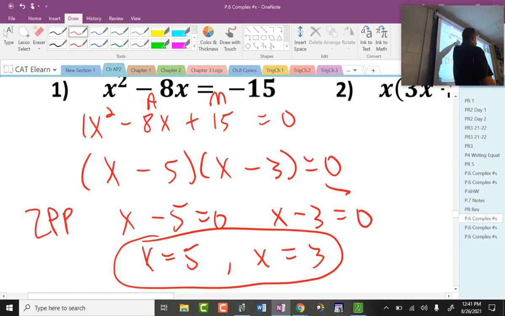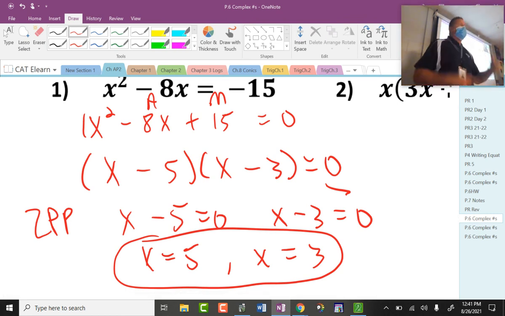Take that 5 and plug it in. 5 squared is 25. 5 times 8 is 40. Hey, take a guess what 25 minus 40 is. Everyone say this number. True. 3 squared is 9. 3 times 8 is 24. Take a guess what 9 minus 24 is. Negative 15. True. That's why these are the solutions.